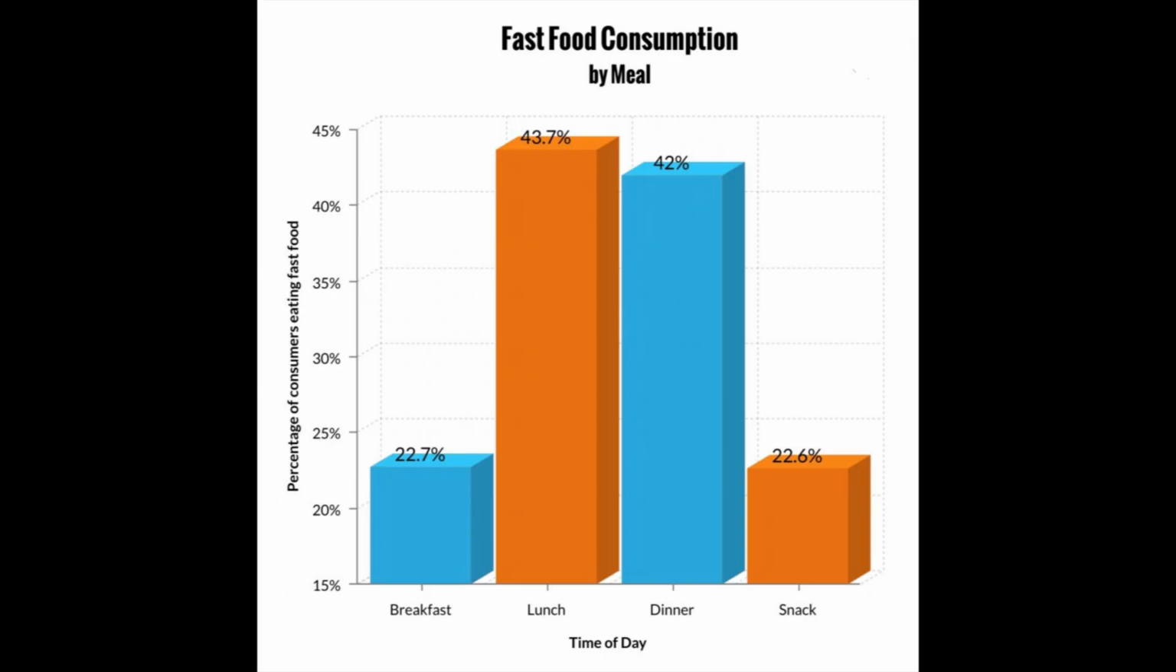The following graph gives information about fast food consumption by meal. The items include breakfast, lunch, dinner, and snack. According to this graph, in breakfast, the value is around 22.7%, and that of snack is lower, which is around 22.6%. You can see from this graph that the highest value of lunch is 43.7. You can also see from this graph that the second highest value of dinner is 42%. In conclusion, fast food consumption has 4 kinds.